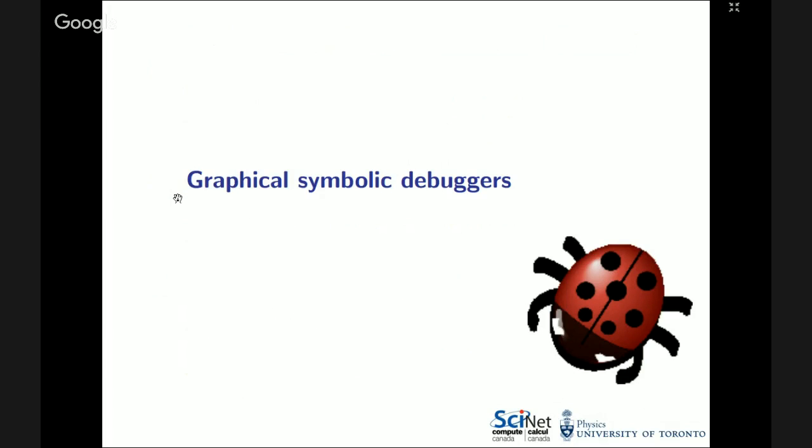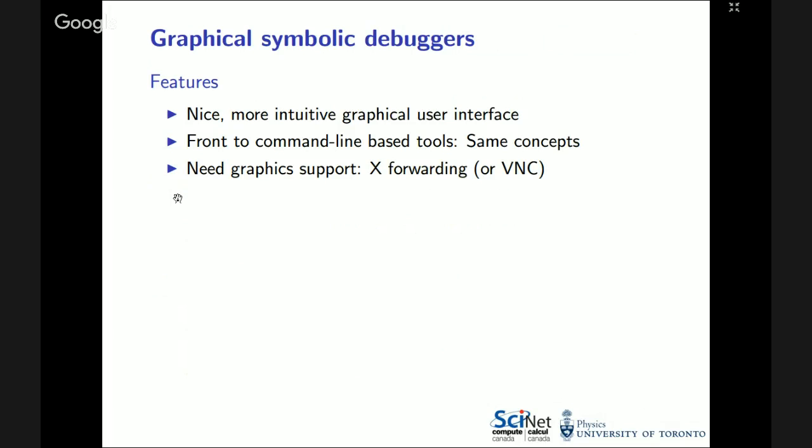Let me just very quickly show you a couple of slides about what graphical debuggers look like. They can be nice because they offer a more intuitive interface, with mouse control over the code. You can just double click on a line and a breakpoint will pop up for you there. But it's the same idea and the same concepts. They need graphics support, so if you are doing this remotely, you need to use either a VNC connection or port graphics using X forwarding. If you don't know about that, don't worry too much.